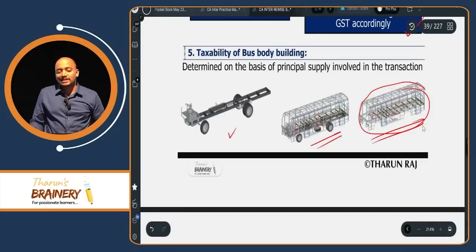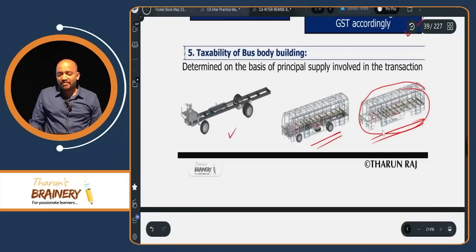And in this fabricated structure, what are all the goods elements? Steel sheets, pipes, etc. are the goods element. And what is the service element? Fabrication, bringing it into existence like this, is the service element. So what is the principal supply according to you? Goods or service?